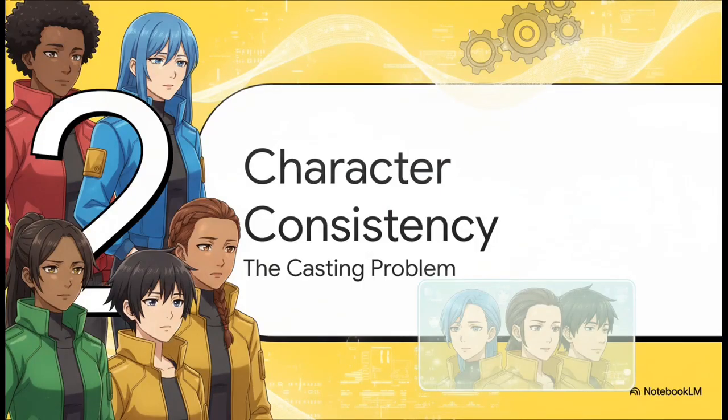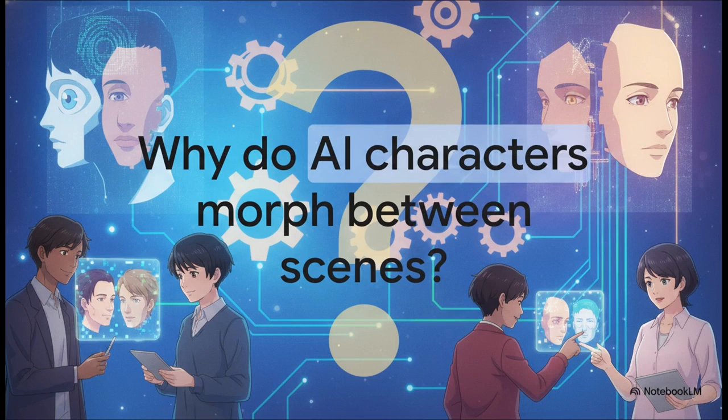Moving on to section 2, let's talk about character consistency, or what I like to call the casting problem. So, why do AI characters morph between scenes? Think about this like casting an actor for a TV show. If their face, or their hair color, or even their jacket randomly changes every time the camera cuts, well, the immersion is instantly ruined, right?